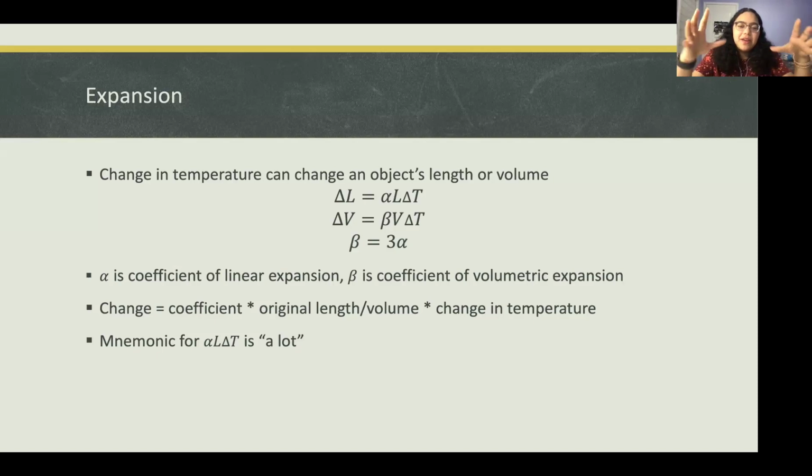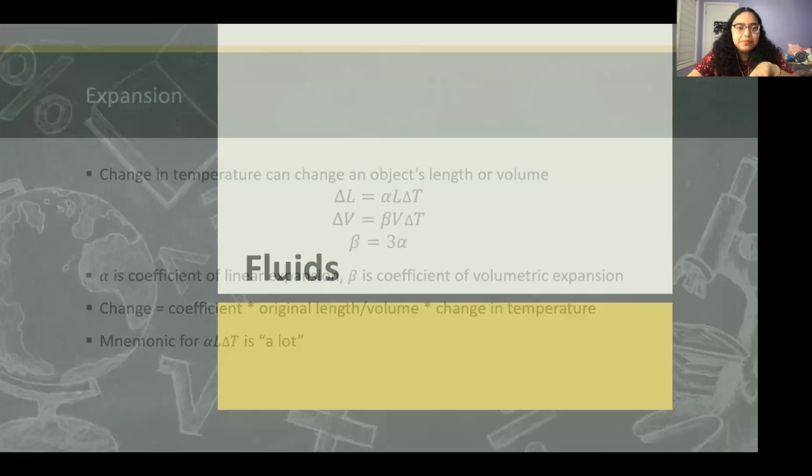It's also interesting to note that beta is just 3 times alpha. So if something's linearly expanding, your coefficient is alpha. If it's a volumetric expansion, it's just like linear in 3 dimensions, so you can multiply that alpha by 3 to get your beta. Interesting to know. So basically your change is your coefficient times the original length or volume times the change in temperature. So good to know if you have something expanding. It was the second question on my MCAT. I was like, I never thought this would come up, but there it was. And yeah, that "a lot" mnemonic is also good.